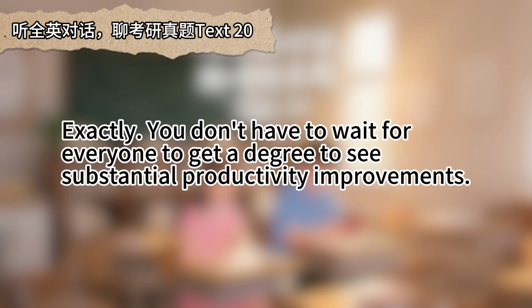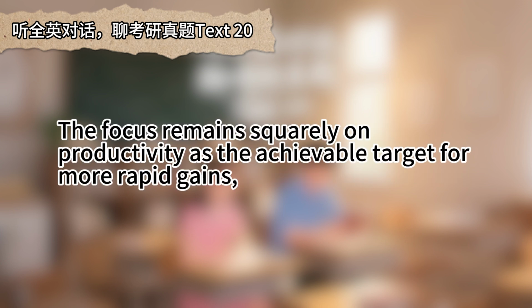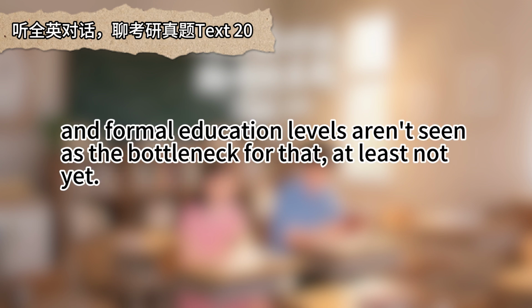It says, okay, maybe education is vital for the super long-run complex stuff. But right now, in developing countries, the absence of high formal education levels is not the main thing stopping workers from becoming significantly more productive in the short to medium term. Exactly. You don't have to wait for everyone to get a degree to see substantial productivity improvements. That's the claim. The focus remains squarely on productivity as the achievable target for more rapid gains, and formal education levels aren't seen as the bottleneck for that, at least not yet.